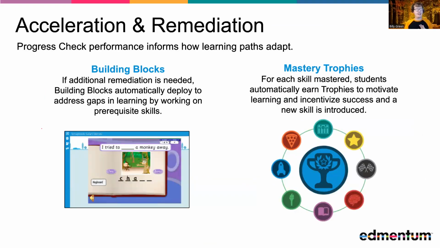So in a nutshell, ExactPath can either accelerate learning, so they're passing their progress checks, they get a trophy, they're moving on step by step, or it can remediate, meaning it's going to give you an alternate version of the assignment. It's going to give that building block opportunity and things like that. When they do master that skill, they're going to get a trophy. They also have challenges. They're another item that you can use in ExactPath to kind of encourage use in the platform, encourage passing skills. But those are some incentives that they can get.